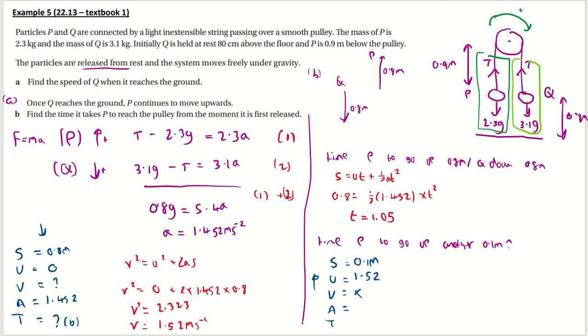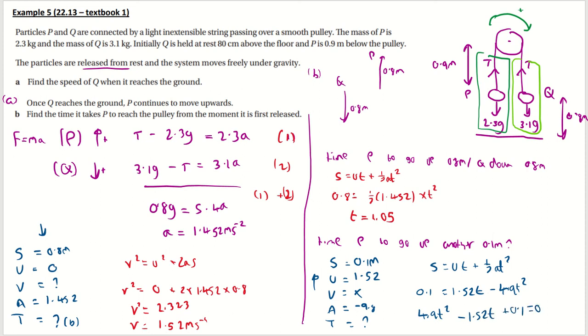Once the first one's hit the ground, the string's effectively got no tension in it, so the acceleration, because it's just up and down, is just negative 9.8. So it's on the way up, the string's doing nothing, so it's just gravity fighting against it, and t is what we're looking for. No v means again s equals ut plus a half at squared. So this time 0.1 equals 1.52t minus 4.9t squared. I'll rearrange that: 4.9t squared minus 1.52t plus 0.1 equals 0.